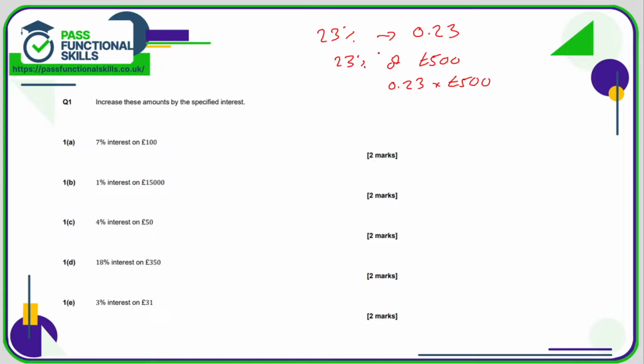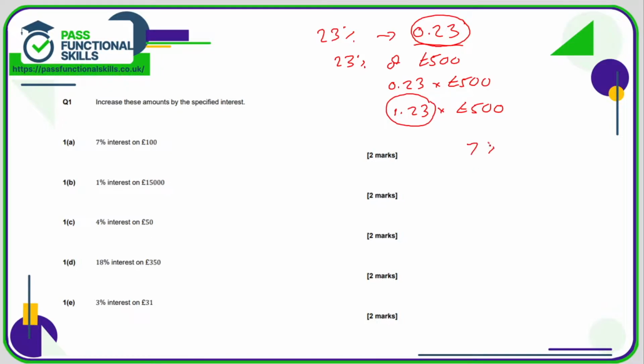Now, if you want to increase by 23%, instead of using 0.23, add 1 to this figure. So it would be 1.23 times by 500 if you wanted to increase by 23%. So 0.23, that's the basic multiplier for 23%, and 1.23 if you want to increase by 23%.